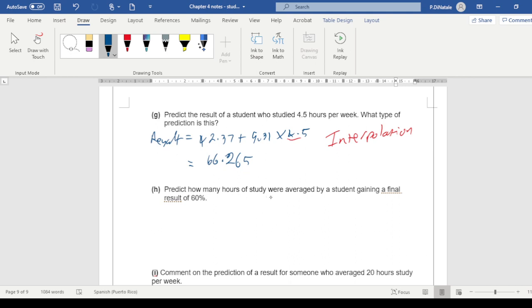H, how many hours of study were engaged by a student, gaining a final result of 60%? Well, there's the rule. So this time they got 60. So 60 equals 42.37 plus 5.31 times hours of study. So when we work out our hours, you can just solve on your calculator, or you can do it mathematically, take away the 42.37 because it's a plus here, and then divide by the 5.31 because it's a times there, and you can get that answer. But if you solve on your calculator, it's not a problem. You end up getting 3.3 hours. Okay, so that's fine, not an issue.